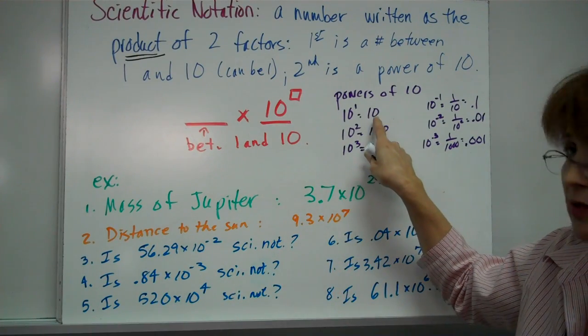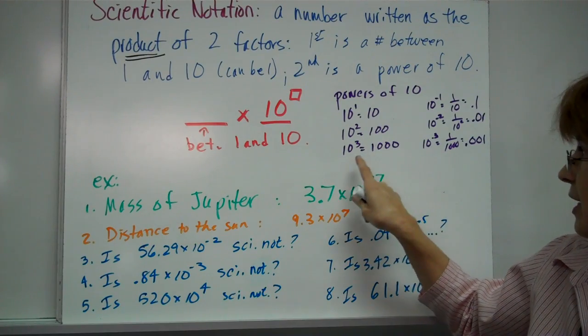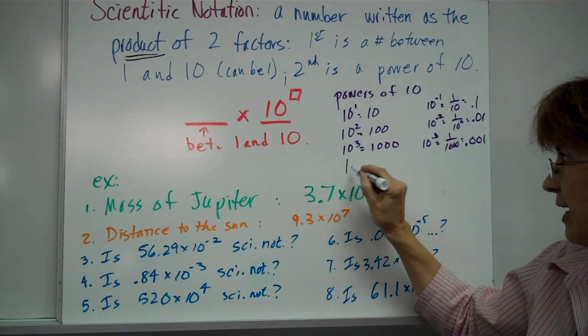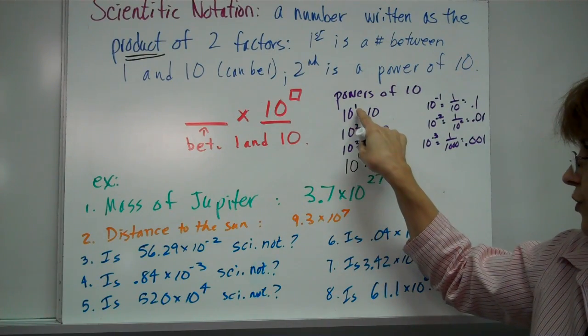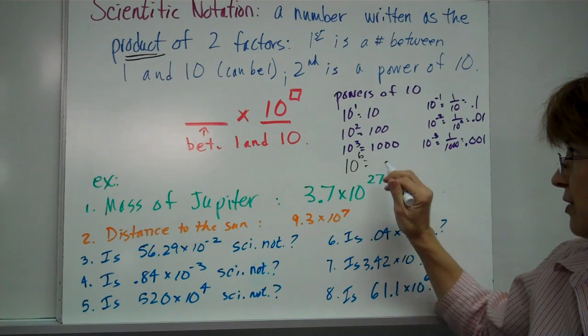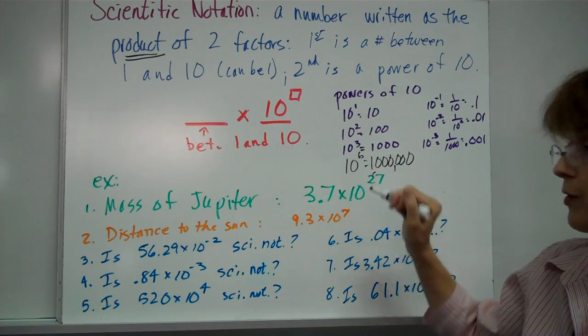10 to the first power is 10. 10 to the second power is like 10 times 10, which is 100. 10 to the third power is 1,000. So you get the idea, there's a pattern here. If you say 10 to the 6, well, the first power has 1 zero, the second power has 2 zeros, the third power has 3 zeros, so the sixth power is going to have 6 zeros, which would be 1 million.